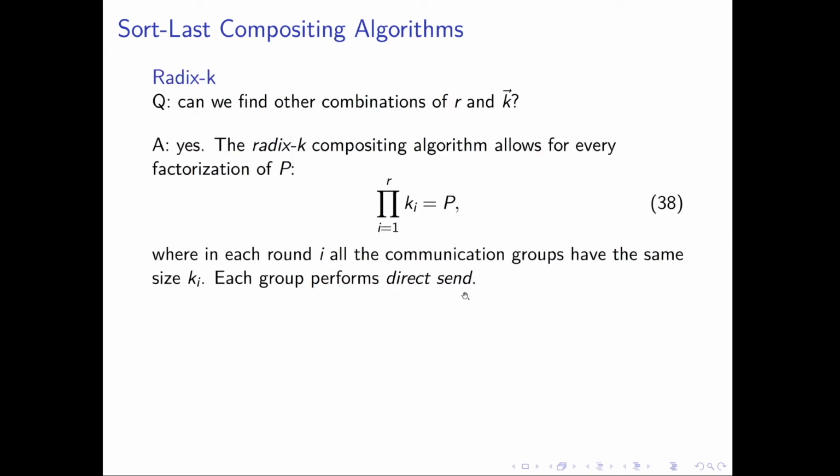So, with this simple definition and those simple observations, we can construct an algorithm that is called the radix-k compositing algorithm. The radix-k compositing algorithm just takes as input a number of processors P and a desired number of rounds, and then computes a factorization of those processors into rounds. That is, it will compute a K vector, and based on that K vector, we'll form communication groups.